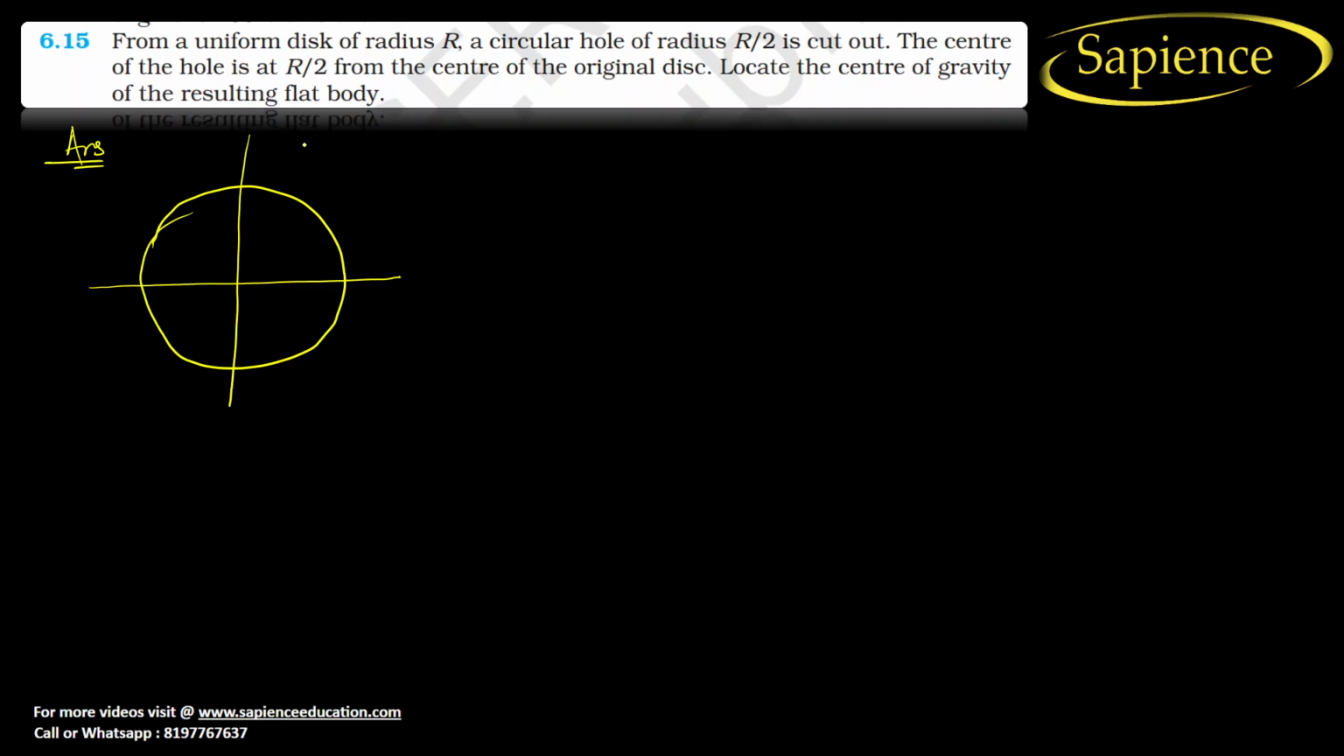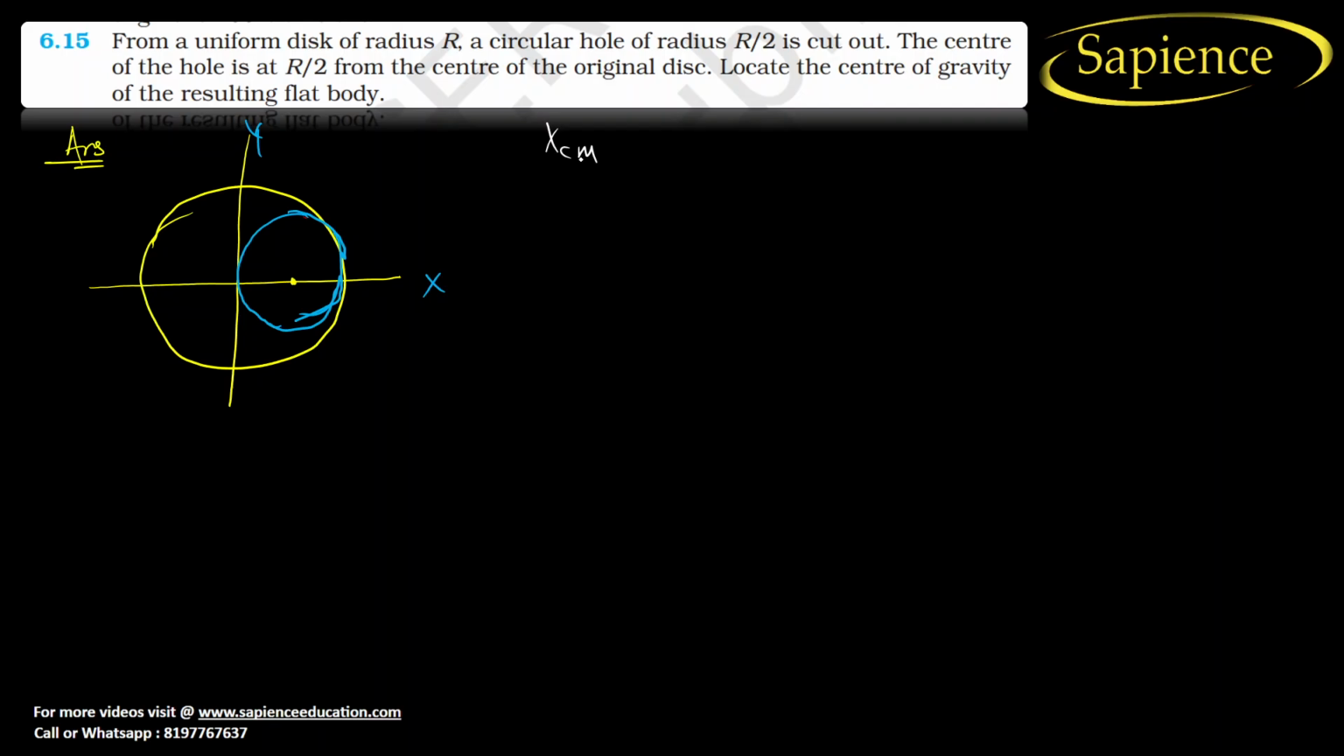The center of gravity of the hole is at r by 2 from the center of the original disk. So let us consider this is the part where the center of gravity of the small disk lies, and it also has radius r by 2. It means that there is a disk which has been cut like this. We need to find the center of gravity. As we know, this is the x-axis and this is the y-axis.